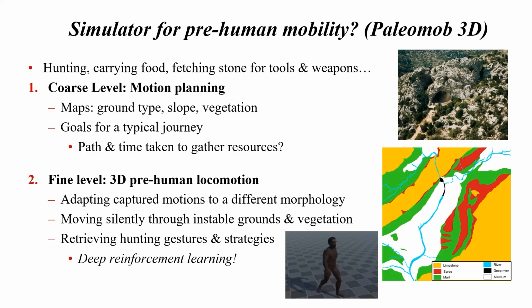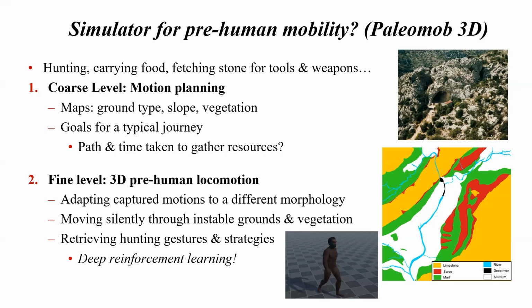And our project is funded by CNRS. It's called PaleoMob 3D. So what we do is that we have two levels. At the coarse level, we will do some motion planning. For instance, we know in the cave that they found some flint tools. So prehistorians have found where the source of the stone was. So now they want to know how long it took them and where they were going through to go there. So what we want to do is a motion planning to find the path and to find the time it took to take their resources.